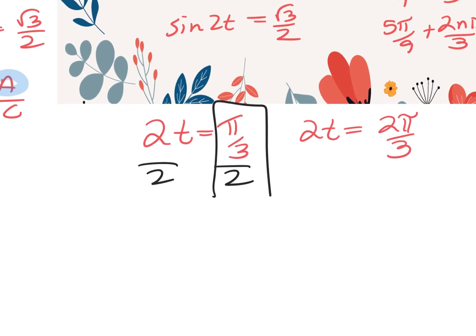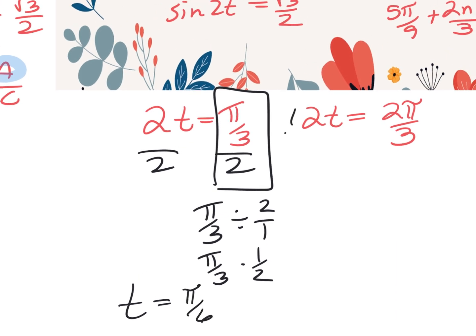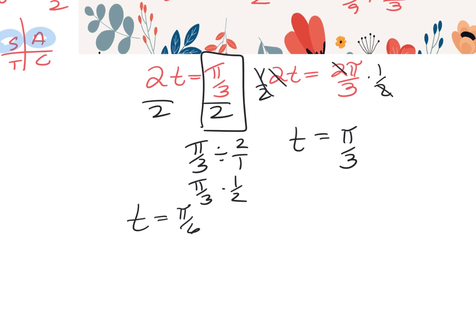Really what this side means is pi over 3 divided by 2. Keep, change, flip it, and that's why it's multiplied by 1/2. So t is equal to pi over 6. Over here, if you'd rather do it as times by 1/2, because then that cancels the 2, this simplifies, and it's pi over 3. So my answers here are pi over 3 and pi over 6.